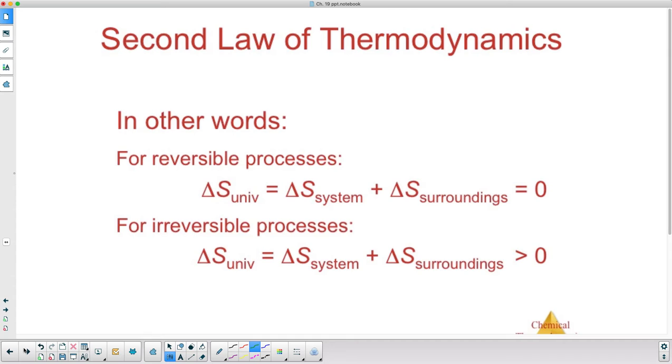So second law, universe is system plus surroundings. For a reversible process, the entropy of the universe equals 0. But for an irreversible process, or a process that only goes forward, it's greater than 0. So it continues to increase.